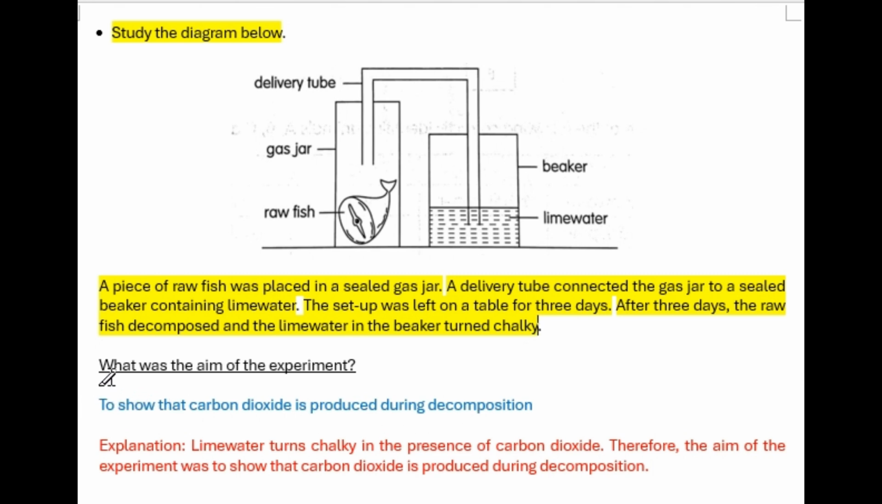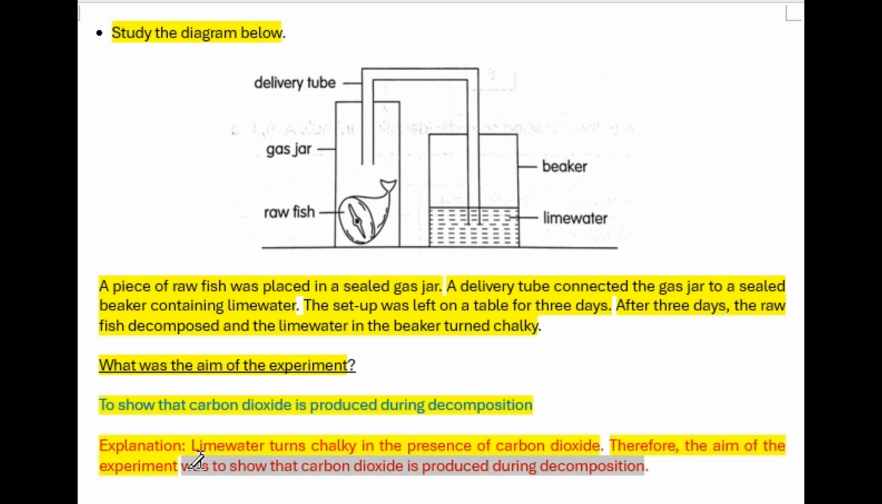What was the aim of the experiment? To show that carbon dioxide is produced during decomposition. Explanation: lime water turns chalky in the presence of carbon dioxide. Therefore, the aim of the experiment was to show that carbon dioxide is produced during decomposition.